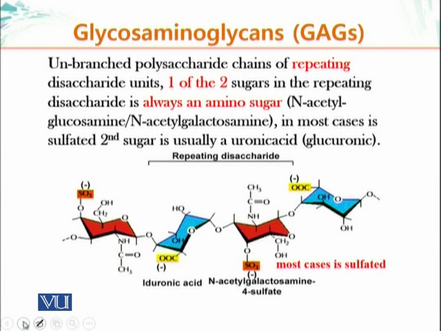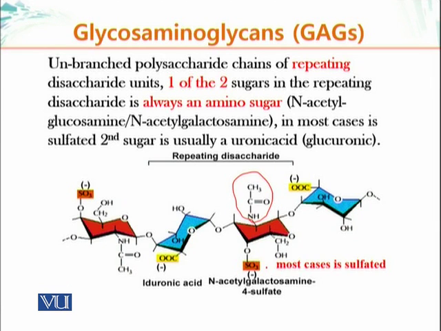Glycosaminoglycans, or GAGs, are unbranched polysaccharide chains of repeating disaccharide units. One of the two sugars in the repeating disaccharide is always an amino sugar, which means that there's an amino group attached to one of the sugars. Either it is N-acetyl glucosamine or N-acetyl galactosamine. Here in this diagram, the red part is N-acetyl galactosamine, and it is attached to a sulfate group. We will talk about the significance of sulfate attachment to these molecules later on.